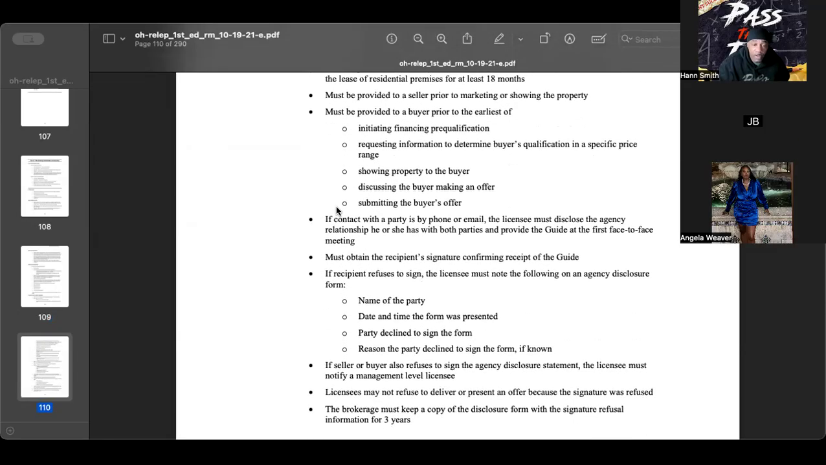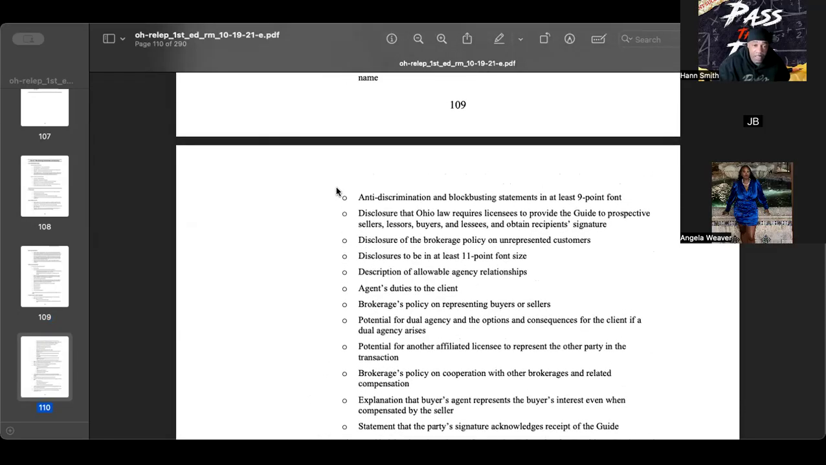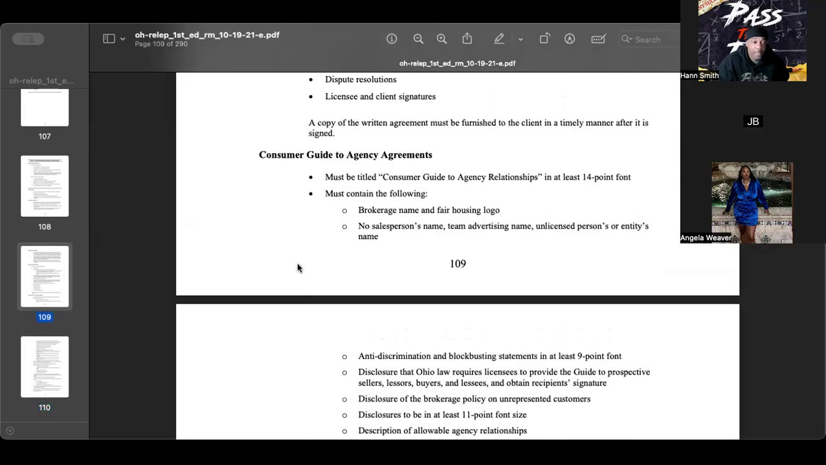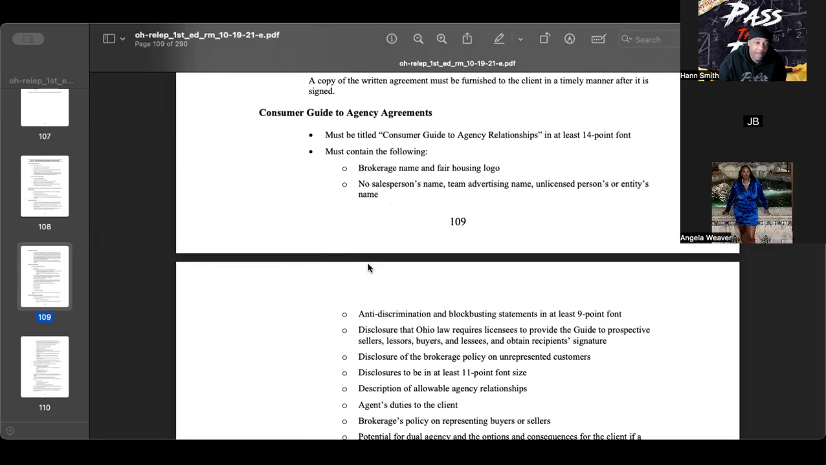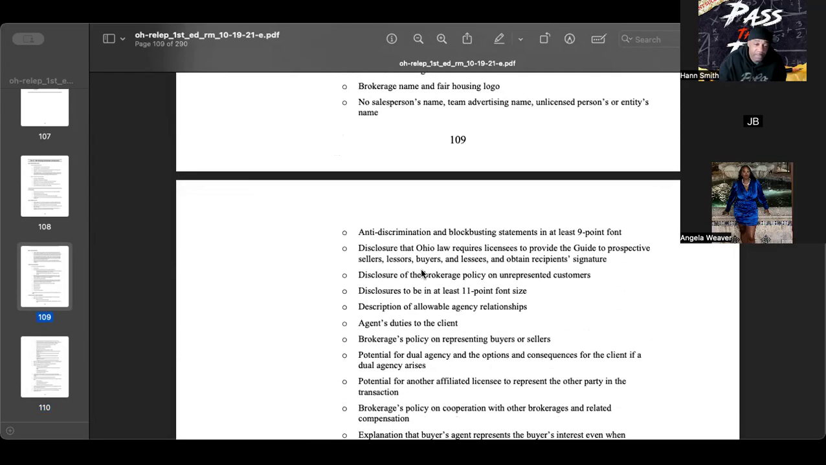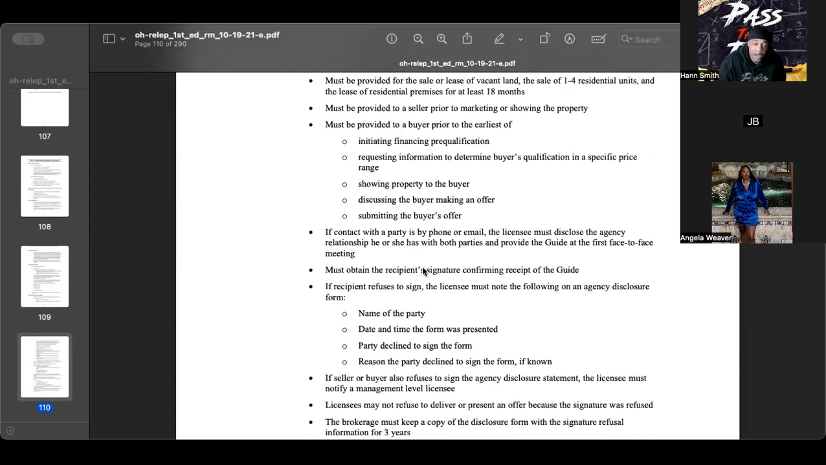So I'm not going to go over that right now. I urge y'all to look at this because this is a very important document. Besides the listing agreement, you're going to have them sign this probably before any other item that they're going to sign. Even before the buyer broker agreement, you want them to understand what they're about to get into by signing that buyer broker agreement. So this is probably going to be the first document that you're going to have somebody sign, which is a Consumer Guide to Agency Relationship. All right.